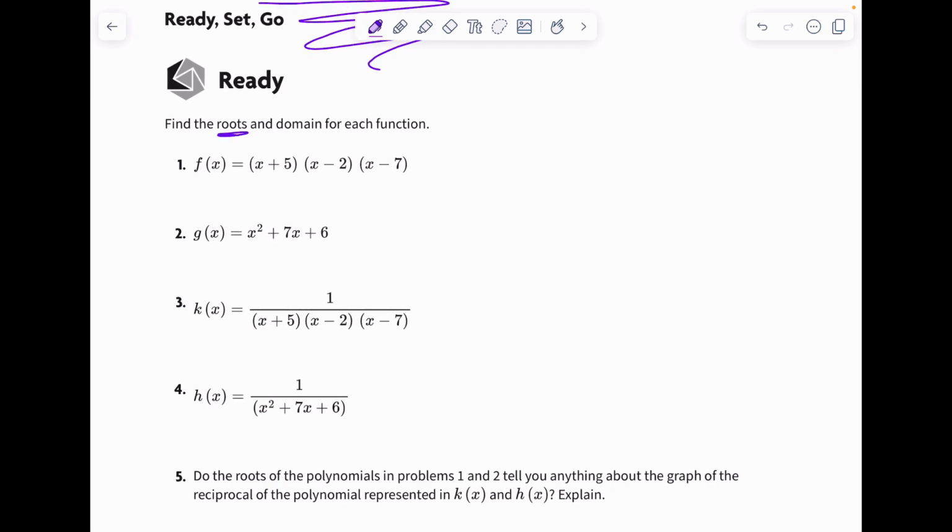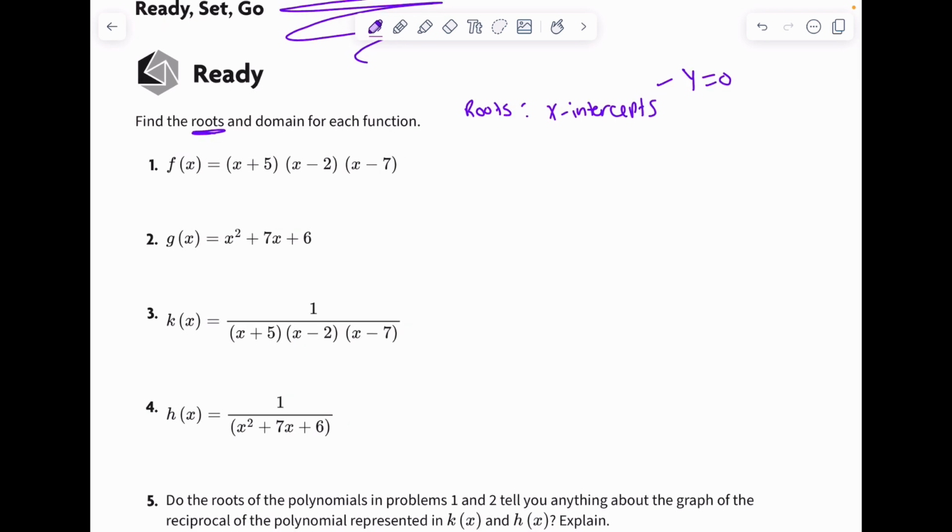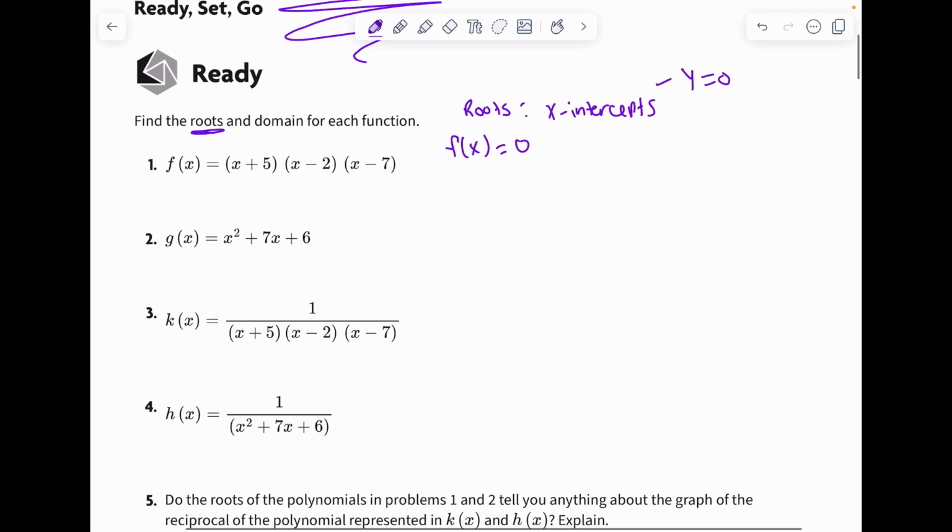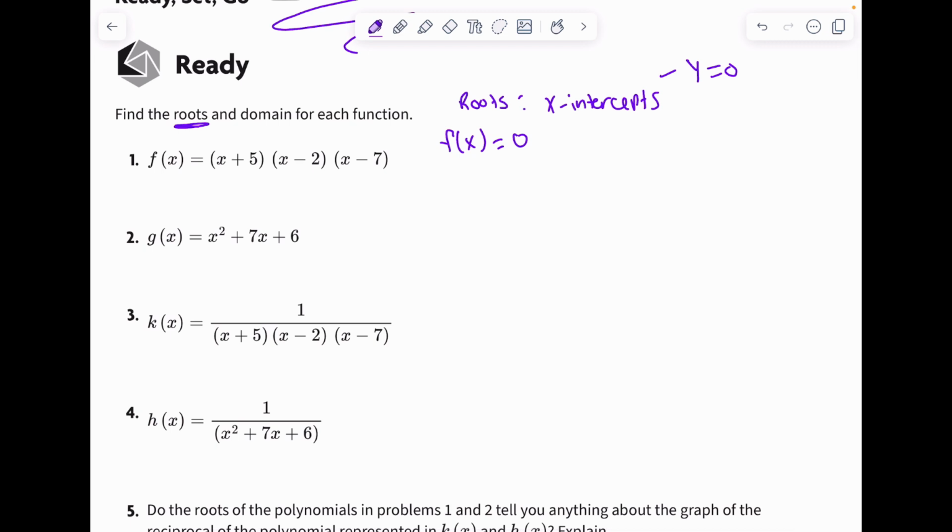Remember the roots, we've talked about roots a lot, but the roots are your x-intercepts, right? That happens when y is equal to 0. So we can think about this as f of x is equal to 0. And we know that for that to be true, all of these should be equal to 0. So then I get that my roots: x plus 5 is equal to 0, x is equal to negative 5.